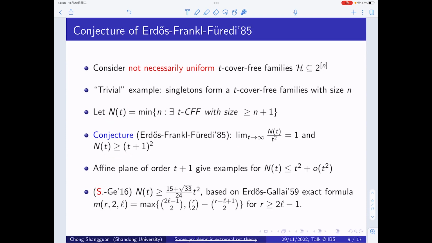Here is why they think this conjecture is true. You can check that an affine plane of order T plus 1 gives examples of non-trivial T cover-free families, where the number of edges is strictly larger than the number of vertices. An affine plane of order T plus 1 satisfies that N_T, the number of vertices, is bounded from above by T squared plus little o of T squared. So this is where the upper bound comes from.